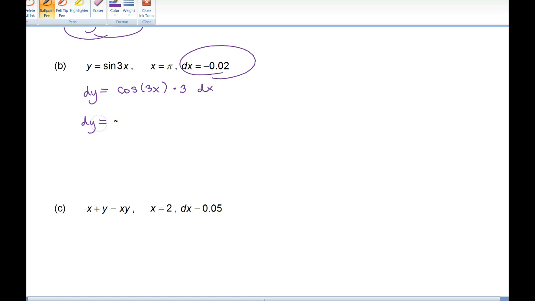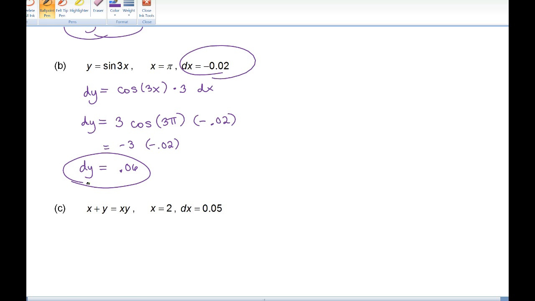So dy is going to be 3 times cosine of 3 pi times negative 0.02. Cosine of 3 pi is the same as cosine pi, so that'll give us negative 1. So negative 3 times negative 0.02, what do we get? Positive 0.06. I think you're right.